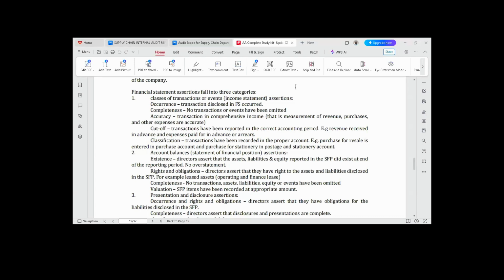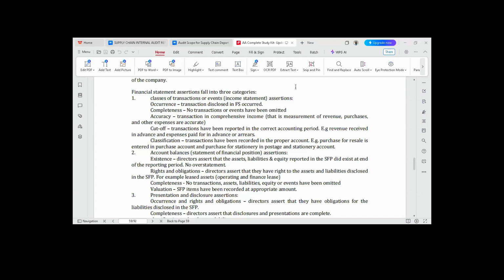So if your customer pays money in advance and you have not supplied them, you cannot recognize that advance payment as revenue. It is a liability. Until you supply the customer with the goods and the customer confirms that he has received those goods, that is when you can recognize that advance payment as revenue. So the auditor will be checking for all of this.